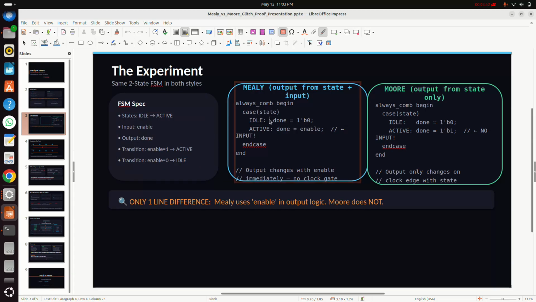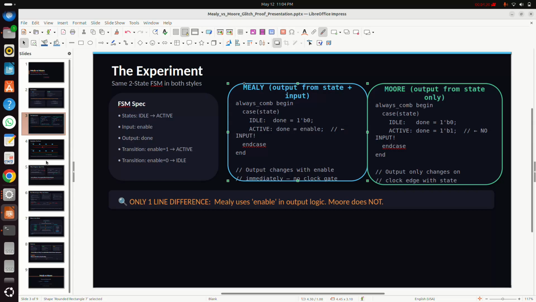In the Mealy machine here we define our always block. When we provide the enable signal, the output changes with enable, meaning the Mealy output depends on the input, and when we give input the output changes immediately. It does not depend on the clock. On the other side, the Moore machine depends on clock edge and state both. These both blocks show this clearly.